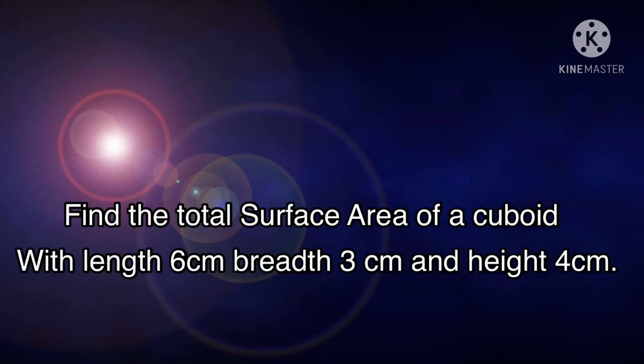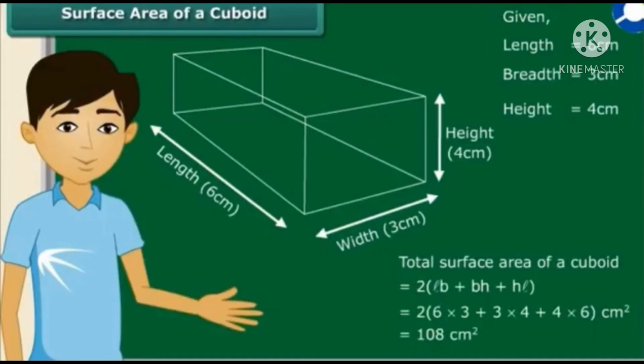Now let's find the total surface area of a cuboid with length 6 cm, breadth 3 cm and height 4 cm. We know that the formula is 2 into (L into B plus B into H plus H into L). So by putting all these values inside the bracket, we will get 108 centimeter square after solving.